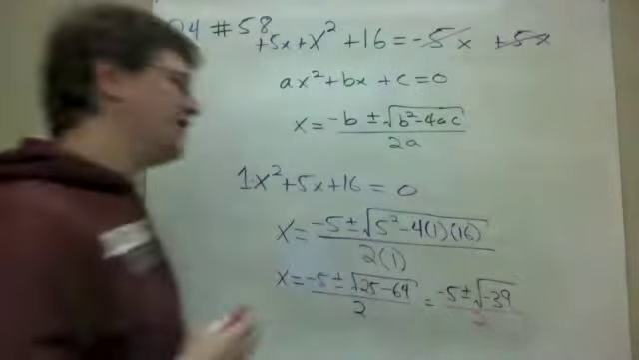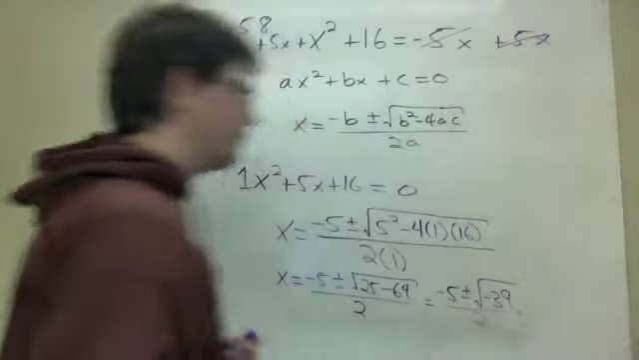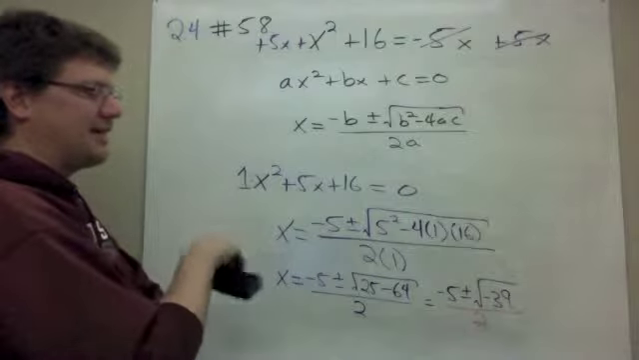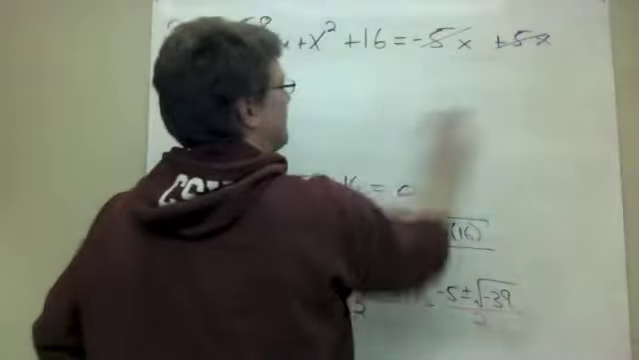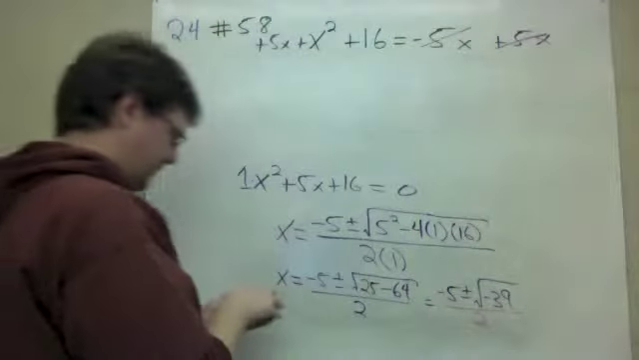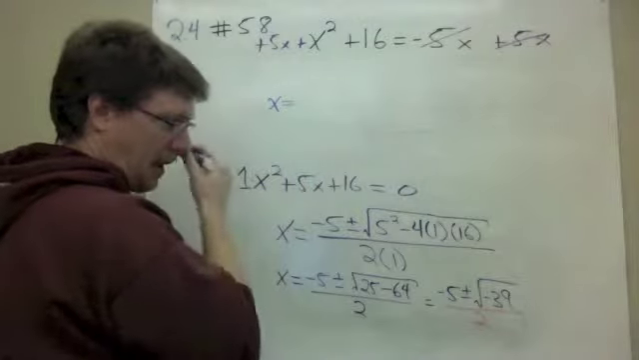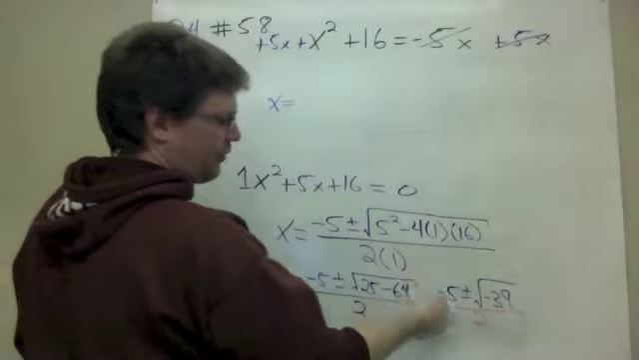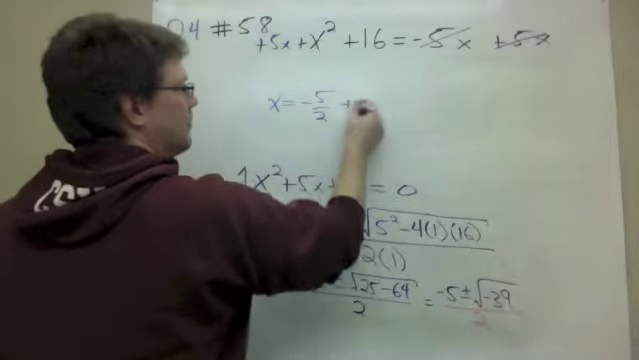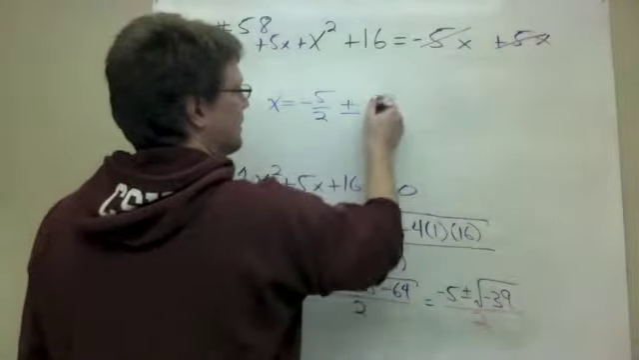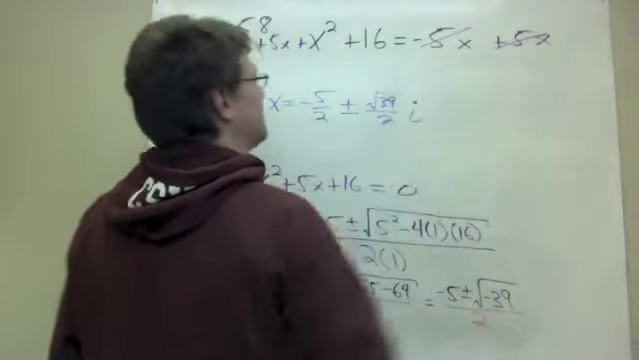Now there's a negative under the square root. Right? If there's a negative under the square root, we can rewrite that as square root of 39 times i. So x is going to be equal to, I want to write this as a real part and an imaginary part, so it's going to be minus 5 halves plus or minus square root of 39 over 2 times i.